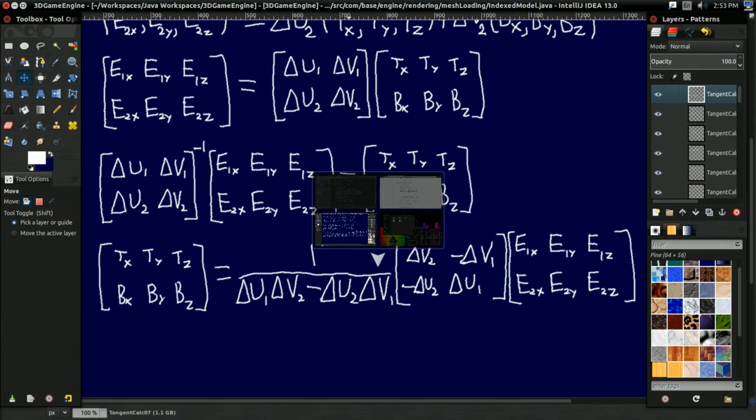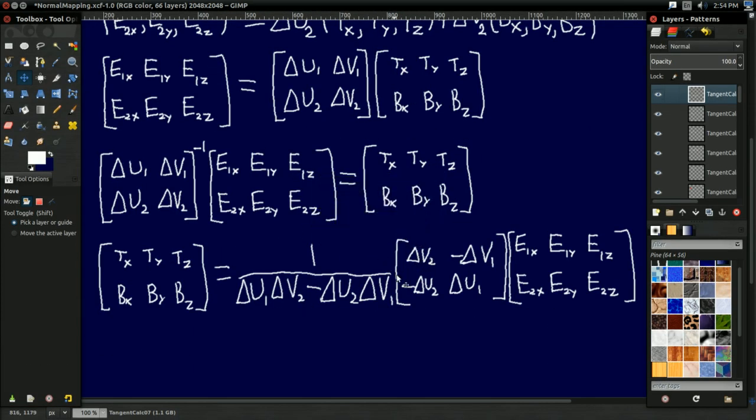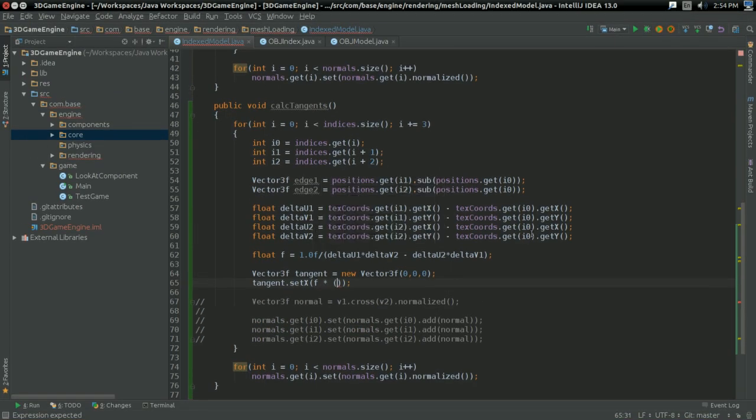Well, let me go back to this for a moment. Right here I've got delta V1 and delta V2. And I don't care about the delta U2 and delta U1, because that's for the bitangent. I only need to calculate the tangent, so I'm just using delta V2 and delta V1. If you know matrix math, the way this would work is pretty simple. Delta V1 times E dot get x minus delta V2 times E dot get x minus delta V1 times E dot x. Just thought I'd show you, because how we're cutting out part of the matrix math might be a bit confusing.